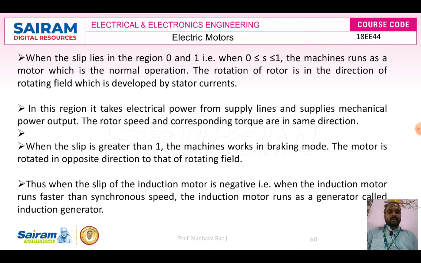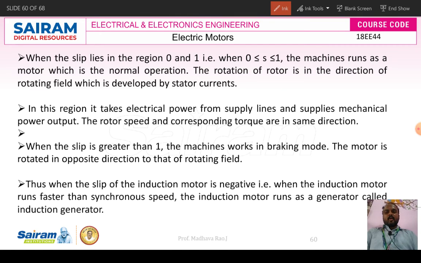Here we can see the operation of the induction motor as an induction generator. When slip lies between 0 and 1, that is 0 ≤ s ≤ 1, the machine runs as a motor. This is the normal operation, where the rotor moves in the direction of the rotating field developed by the stator current. In this region, it takes electrical power from the supply lines and supplies mechanical power output. The rotor speed and the corresponding torque are in the same direction.